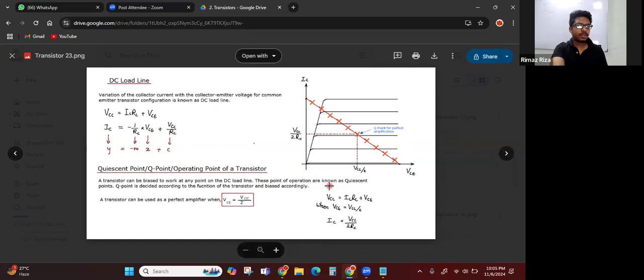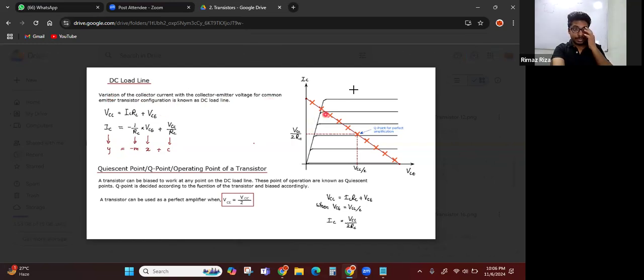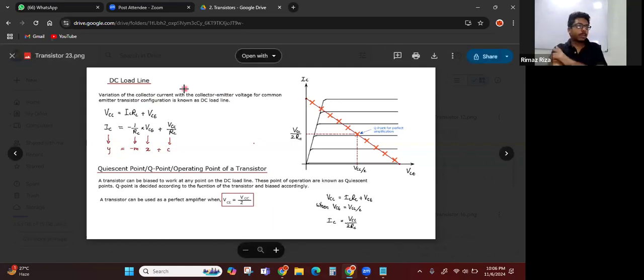Okay, so this is not in the syllabus, I think. DC load line. Variation of the collector current IC with the collector emitter voltage VCE for common emitter transistor configuration is known as DC load line. So this output characteristic curve we can take as the DC load line.